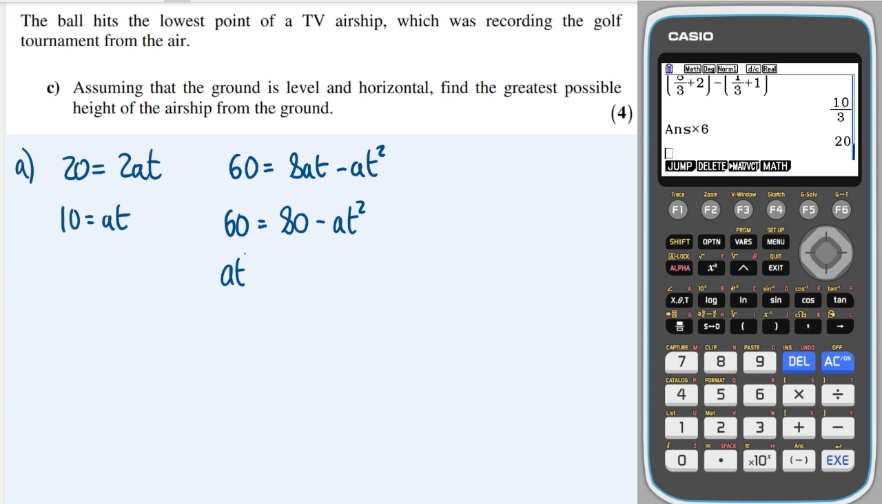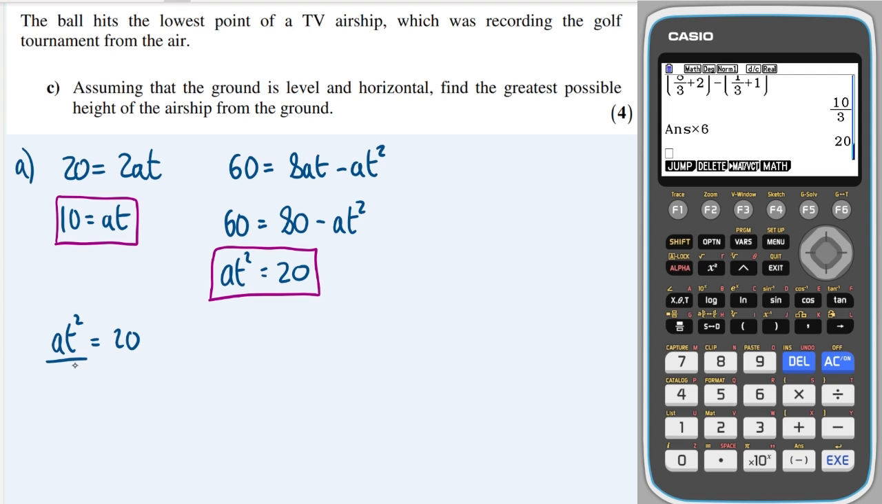Rearranging, I get at squared is equal to 80 minus 60, which is 20. And now I've got 2 simultaneous equations which I can solve. I can divide one by the other. So I'll do at squared is equal to 20 divided by at is equal to 10.